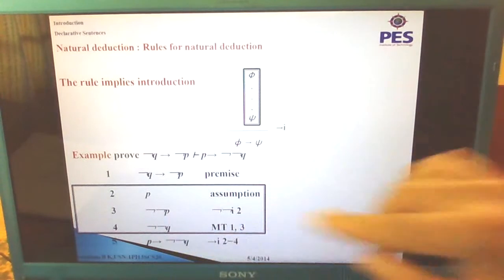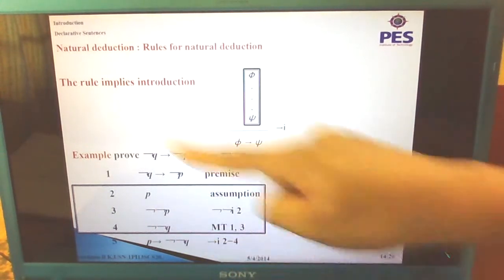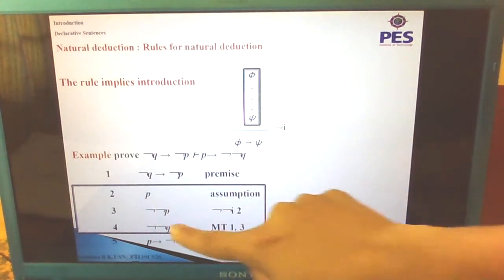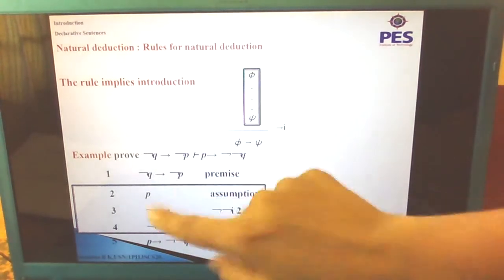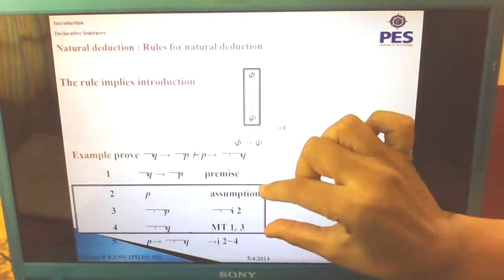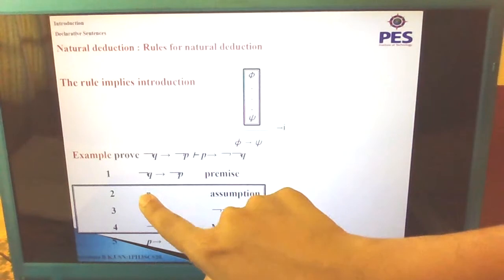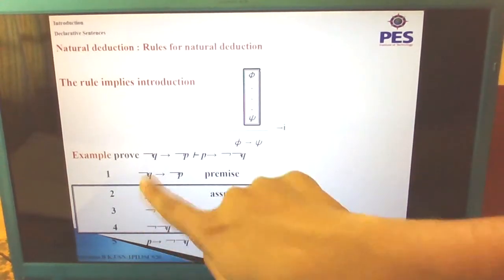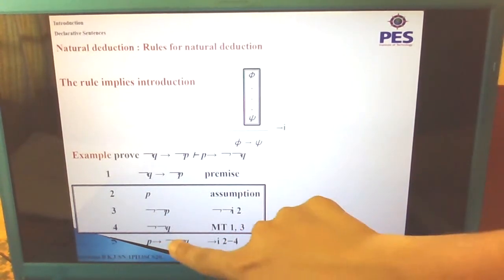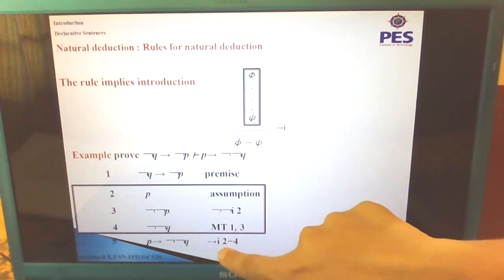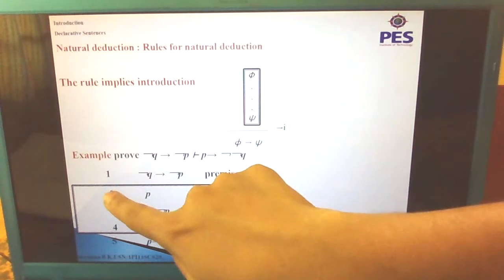So our assumption is p is true. After that we get double negation of q is also true. So within this box we conclude that p implies double negation of q. That is arrow introduction, that is implies introduction, on lines 2 to 4.